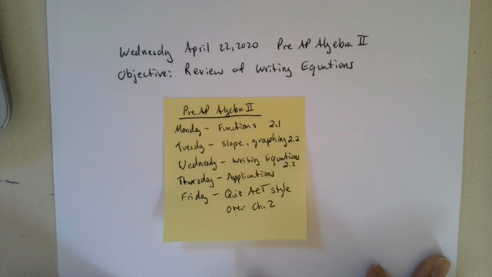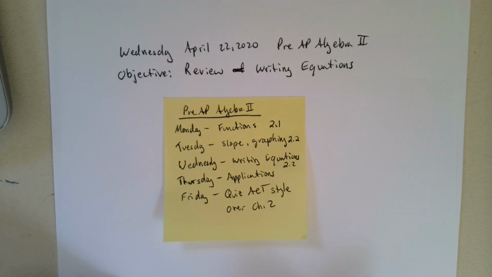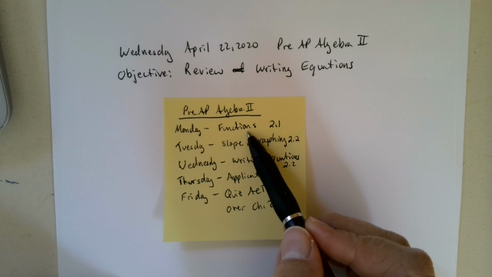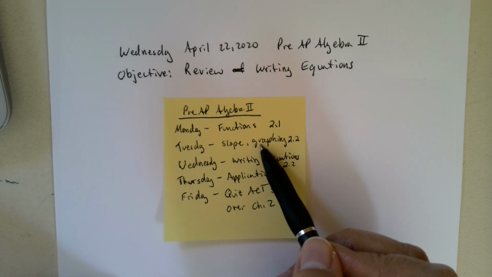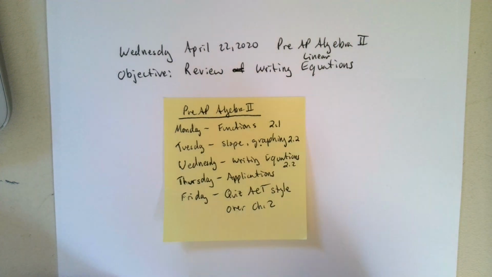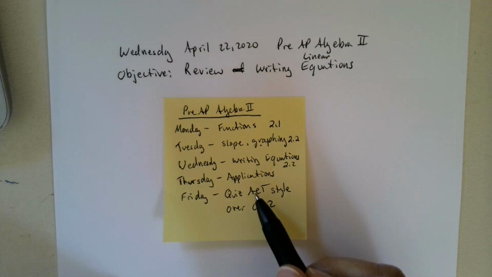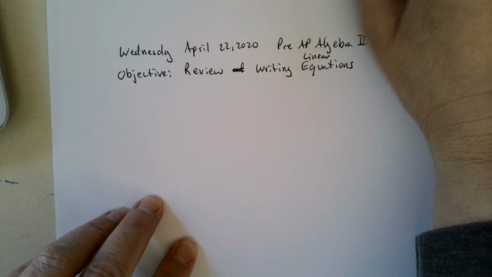All right, this is our video for Wednesday, April 22nd for AP Algebra 2. Our objective today is to review writing equations. On Monday, we talked about functions and function notation. Yesterday, we talked about slope and graphing linear equations. Today, I should be more specific: it's going to be about writing linear equations. Tomorrow we're going to look at applications of linear equations, and on Friday, an ACT style quiz.